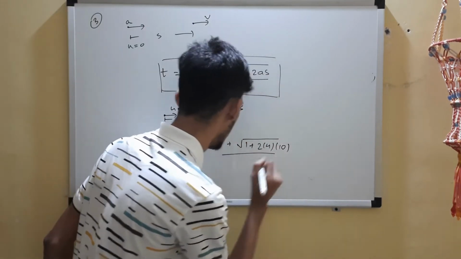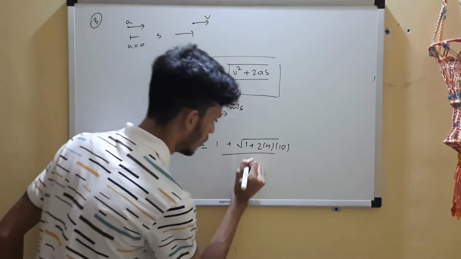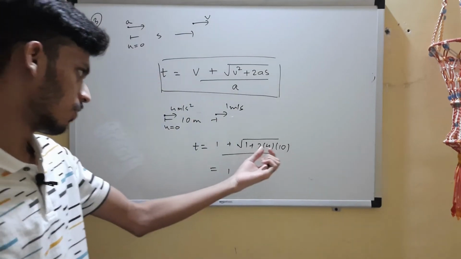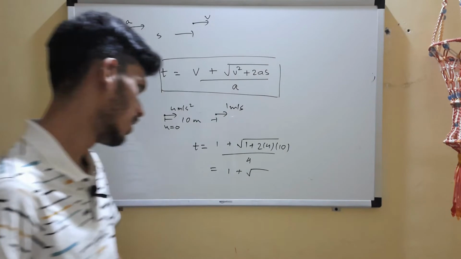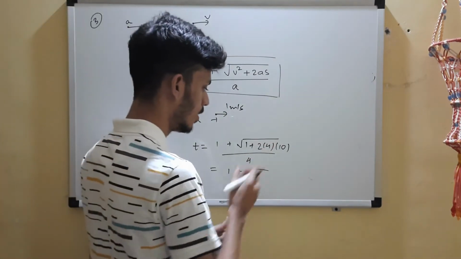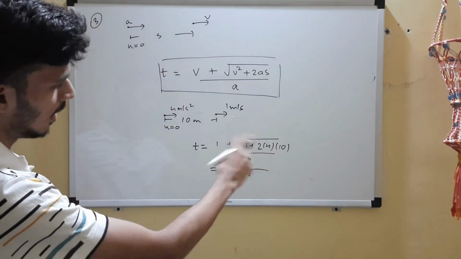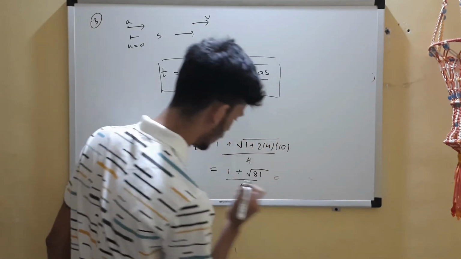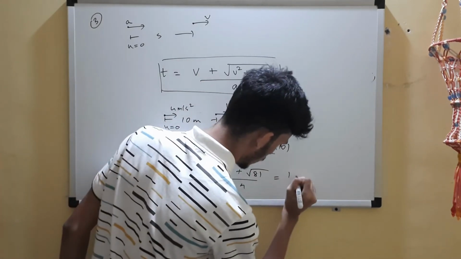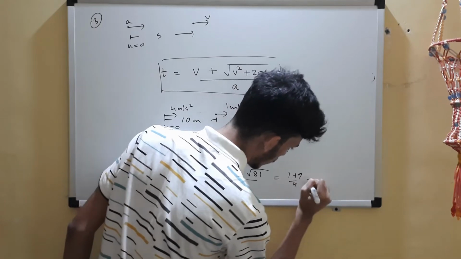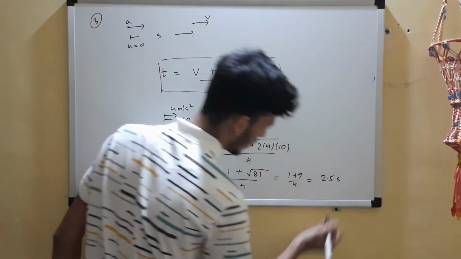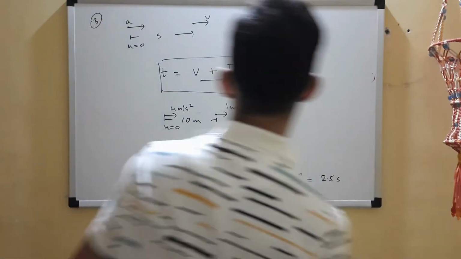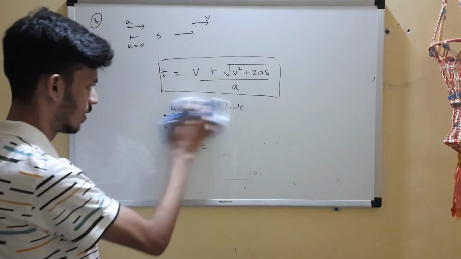What is a? 4. So you have 1 plus under root, 2 into 4 is 8, 8 into 10 is 80, 80 plus 1, 81. So it's 9 actually. So you get 9. So 1 plus 9 upon 4, 10 upon 4, which is 2.5 seconds. Okay, 2.5 seconds. Okay, sir, you got the answer.